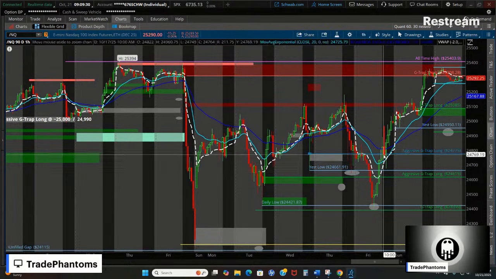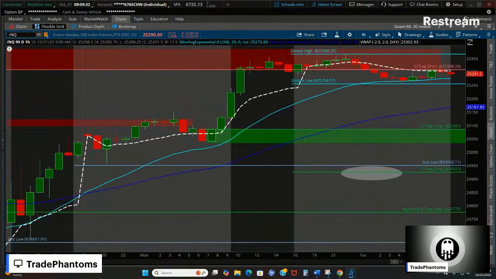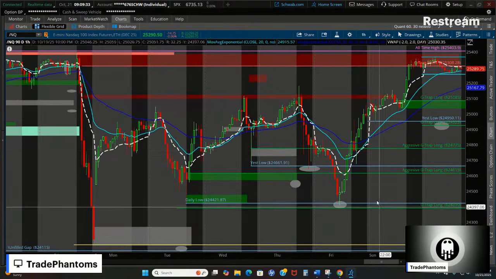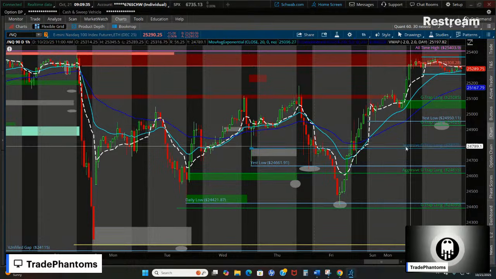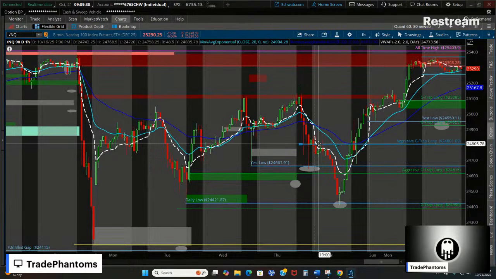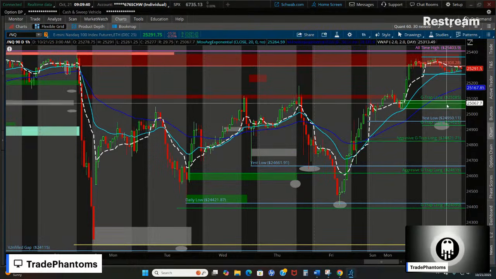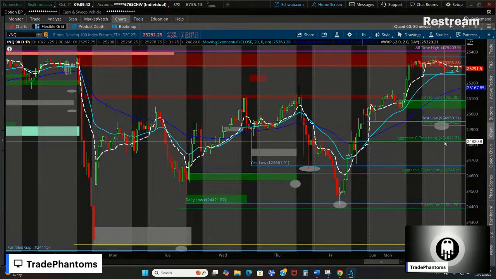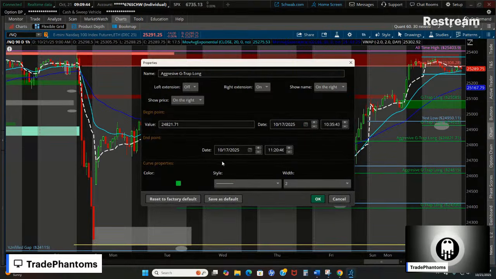Okay, I can take this line here. This could also be a nice little level down in here too. All right, impulse basing impulse, kind of messy here. But we'll cross these bridges before we potentially get down here. But you could also put a pin in here at the 24,820 handle. All right, G-trap long.